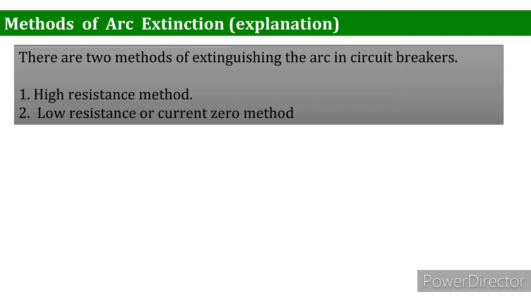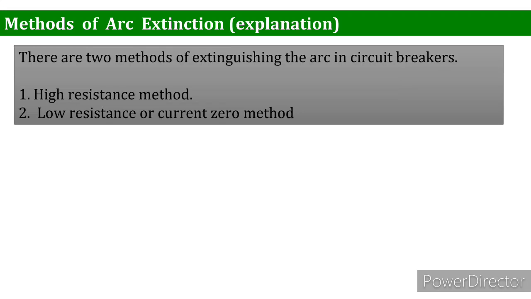As we have explained the arcing phenomenon, now we have to discuss what the methods of arc extinction are. So we can say we have two methods of extinguishing the arc in circuit breakers. It is majorly divided into two types: the high resistance method and the low resistance, or you can say the current zero method. Let's discuss first the high resistance method. In this method, the arc resistance is made to increase with time, so the current is reduced to a value insufficient to maintain the arc. Consequently, the current is interrupted, and the arc is extinguished.